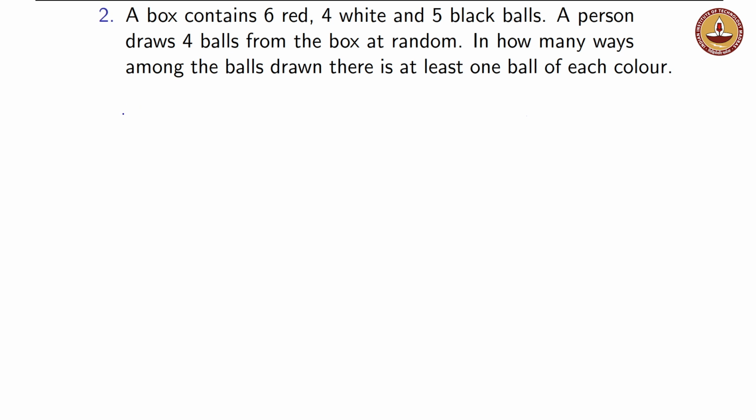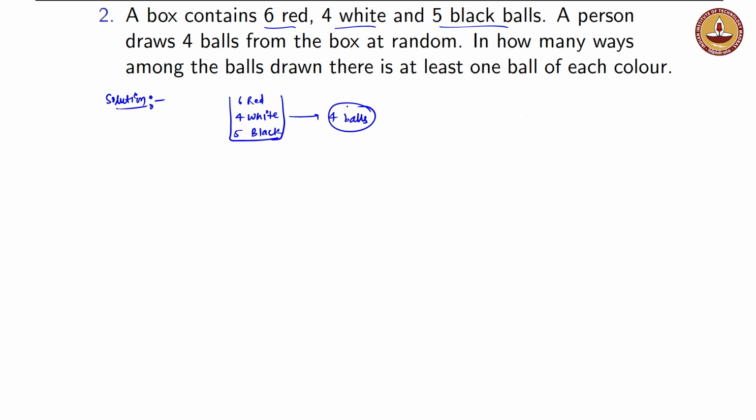So now we will see the second question. The second question says a box contains 6 red, 4 white and 5 black balls. Let's see the solution of this question. Suppose there is a box something like this, and it contains 6 red, 4 white and 5 black balls. So a person draws 4 balls. He draws 4 balls from the box at random.